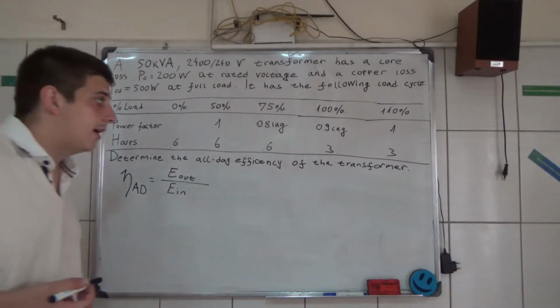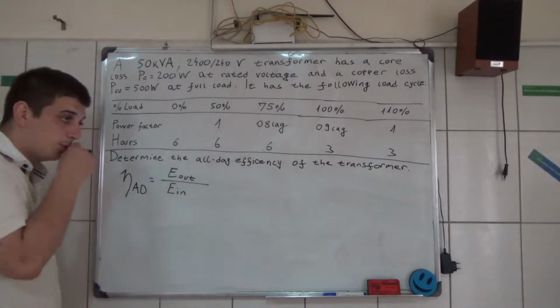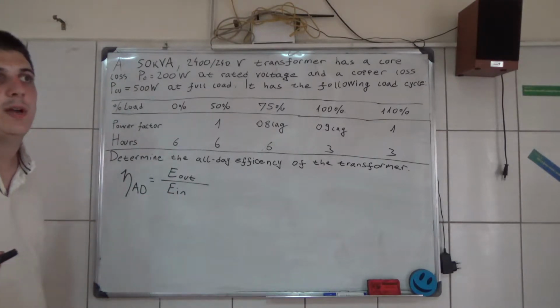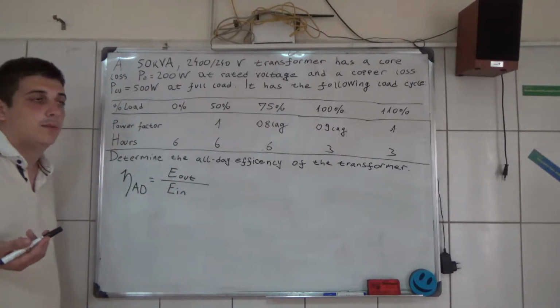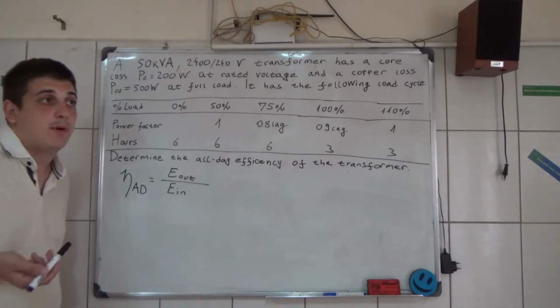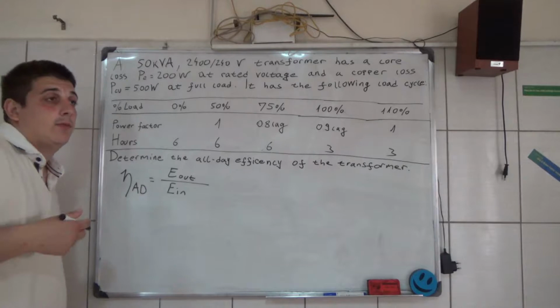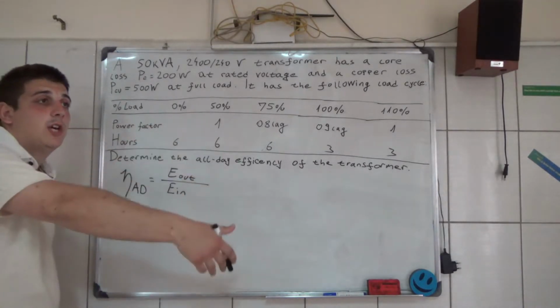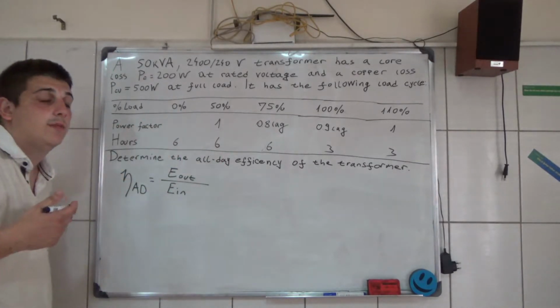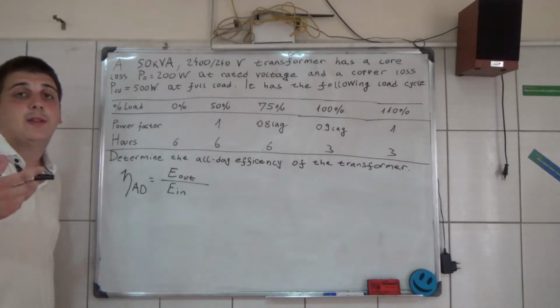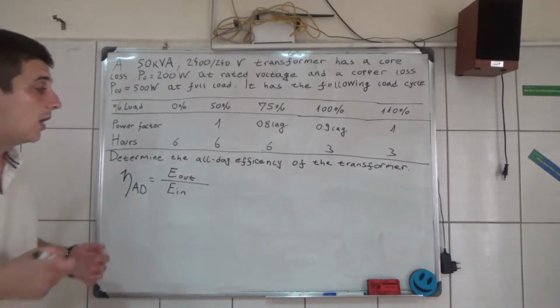So this is the formula. Why can't we use the power output divided by power input? Because the power is changing rapidly. So we have to calculate the energy output divided by the energy input, and that is the efficiency.